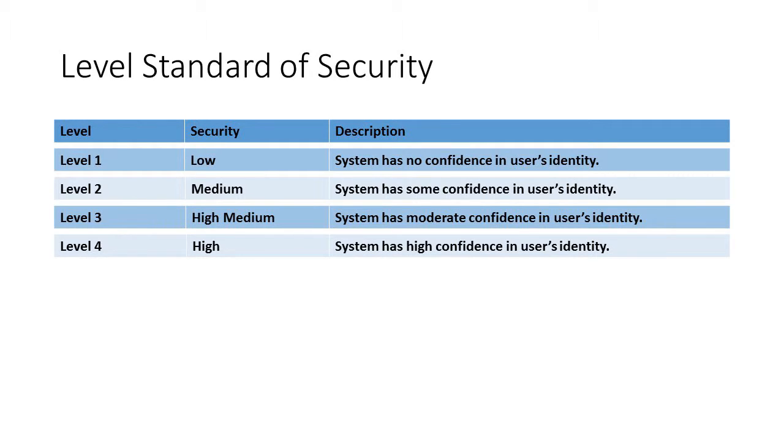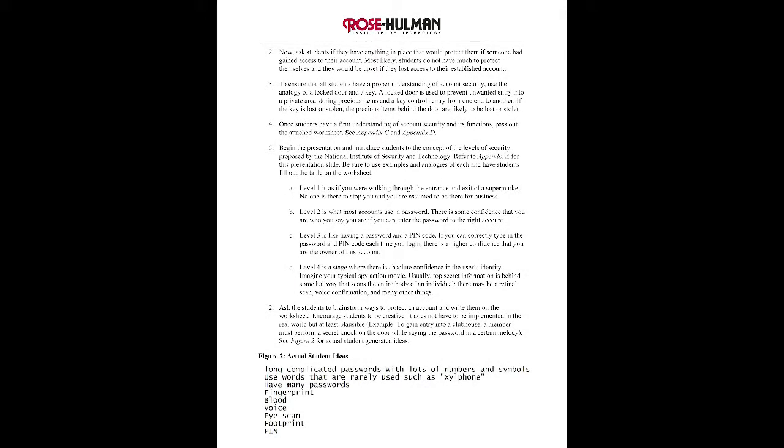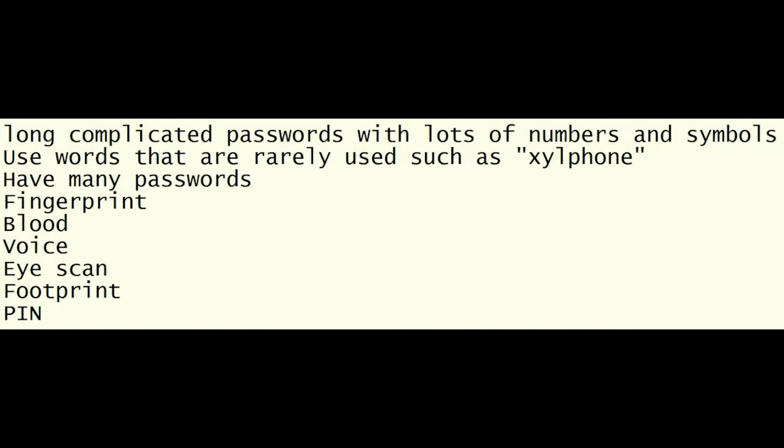Be sure to add examples and analogies to each entry, such as the ones included in this section of the instruction guide. Ask the students to brainstorm ways to protect an account and have them write them on the worksheet. Then ask them to share their answers. Write their answers on a whiteboard or type and display them with a projector. Have the students write down their 3 favorite security measures on the worksheet.